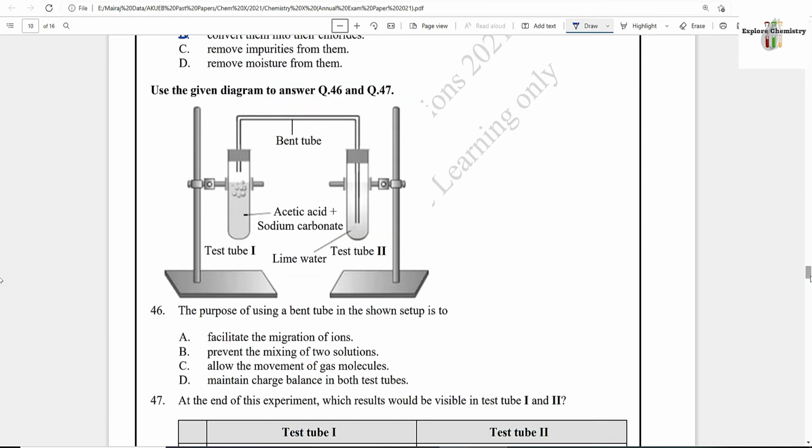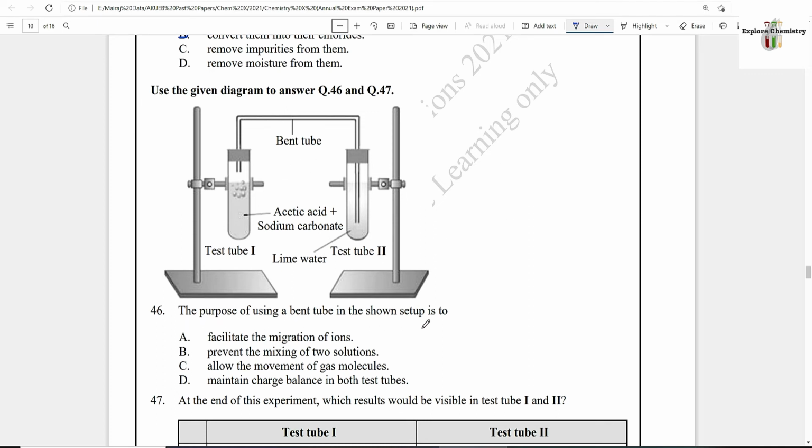Use the given diagram to answer questions number 46 and 47. Now let's see what's happening in this diagram. Test tube 1 contains acetic acid and sodium carbonate. This will produce carbon dioxide. Whenever an acid reacts with sodium carbonate, it forms salt, water and carbon dioxide. That carbon dioxide gas will evolve from here and pass over to test tube 2, which contains lime water. Carbon dioxide can turn lime water milky. So this is the procedure.